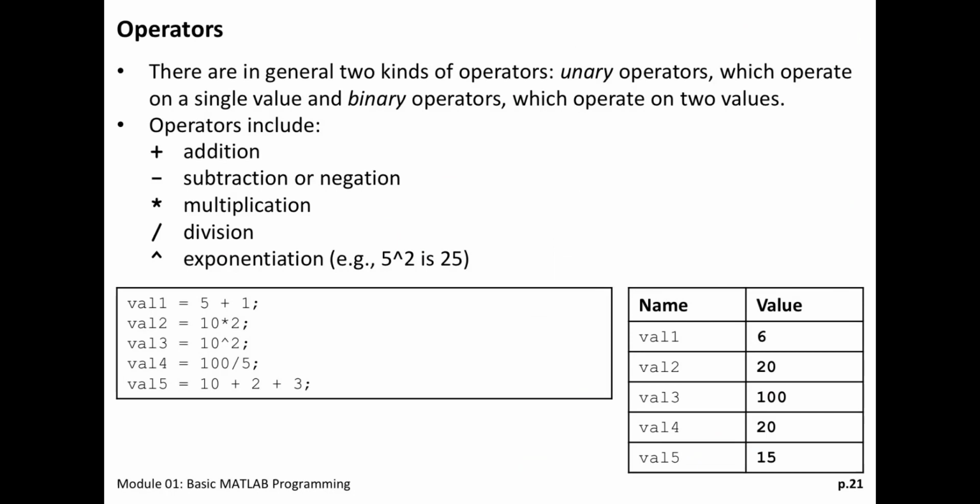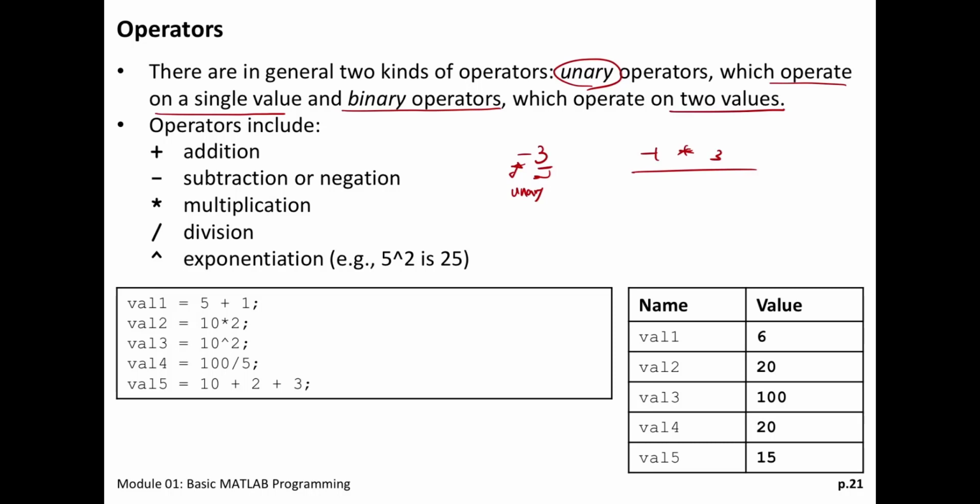Operators are symbols to compute values. There are two types of operators: unary operators, which operate on a single value, and binary operators, which operate on two values. Okay, simply minus 3 is a unary operator. That performs minus times 3, right? This is a unary operator because only one single number is involved in this operation.